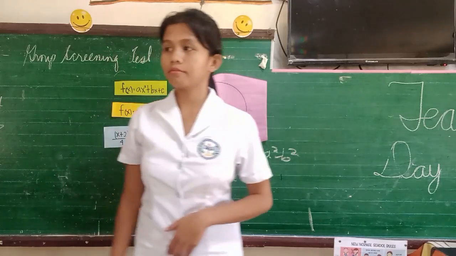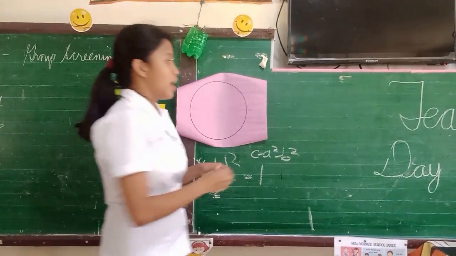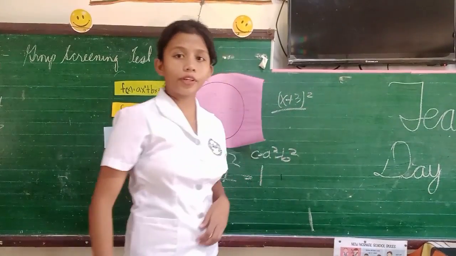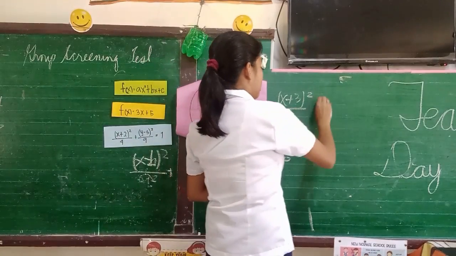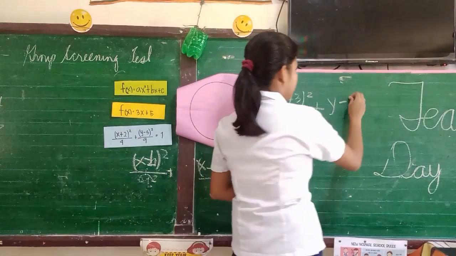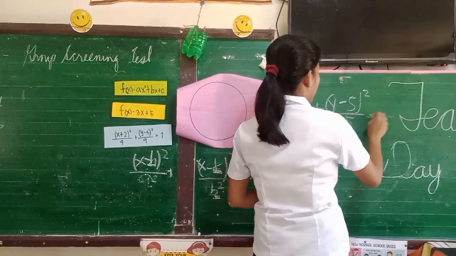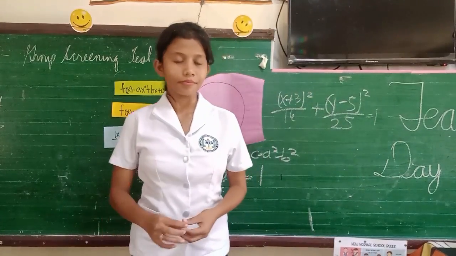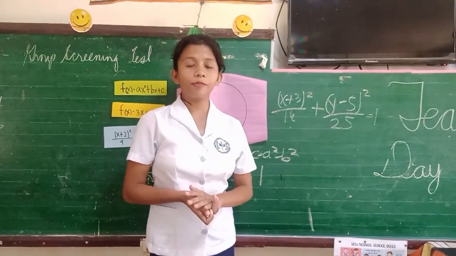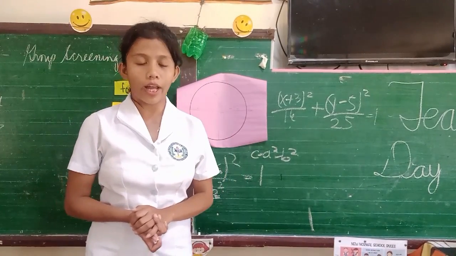Any question? None? So let's take an example. (x plus 3) squared all over 16 plus (y minus 5) squared all over 25 equals 1. This is the example. Identify and label the center, vertices, co-vertices, and the foci.